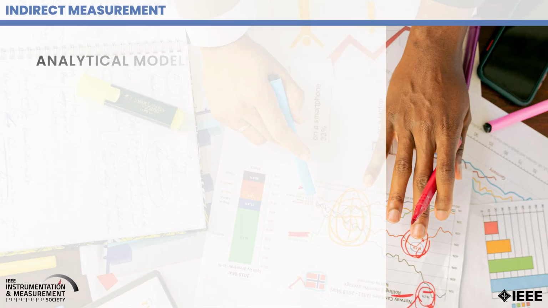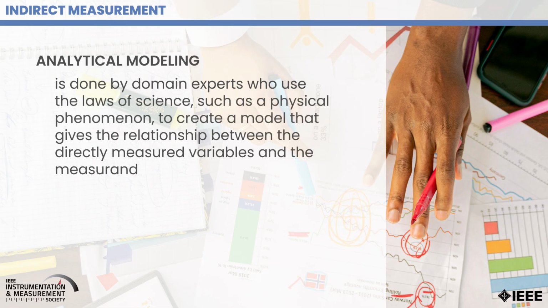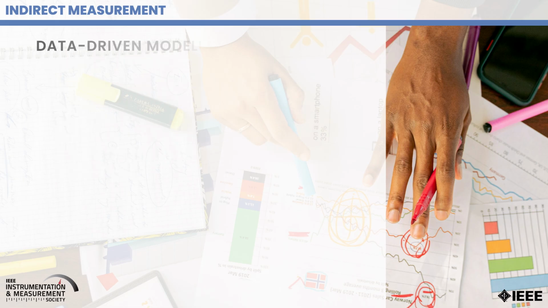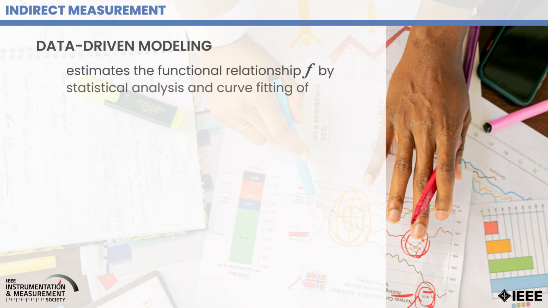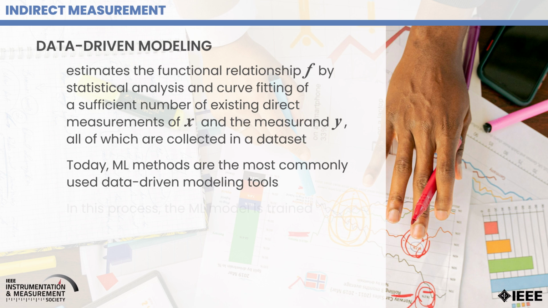There are two general approaches for that. One is by analytical modeling, which is done by a domain expert who uses the laws of physics, biology, chemistry, mathematics in order to develop a model, analytical model for f. And the other approach is data-driven modeling. If we have a data set with a large number of x's and y's that we have already measured, then we can use data-driven modeling to determine f. And one of the most common approaches to do that today is with machine learning.